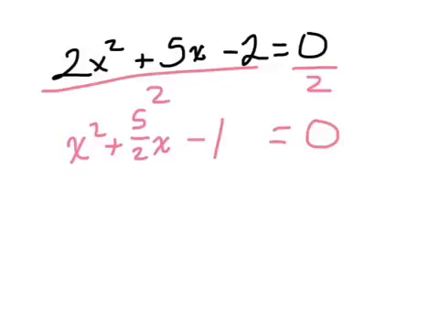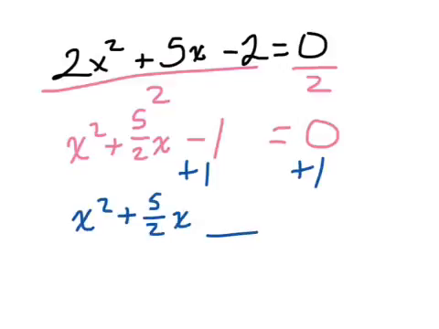This is as well, but the polynomial itself is not a perfect square trinomial. It's not a perfect square quadratic function. So we still do need to follow the same kind of rule there. We're going to add 1, x squared plus 5 halves x, leave our blank here, equals 1.